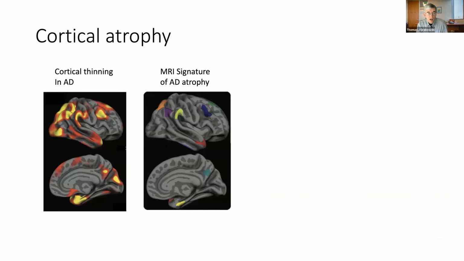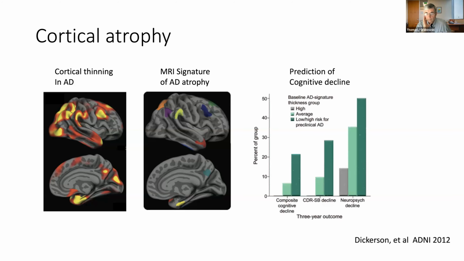Cortical atrophy, likewise, is a measure of neurodegeneration, and we talk about the so-called MRI signature of Alzheimer's disease atrophy, which is a collection of brain regions which are particularly vulnerable to Alzheimer's disease. Even the atrophy in these regions can predict decline in advance of any impairment. So those are just a quick illustration of how structural MR factors into what we do.